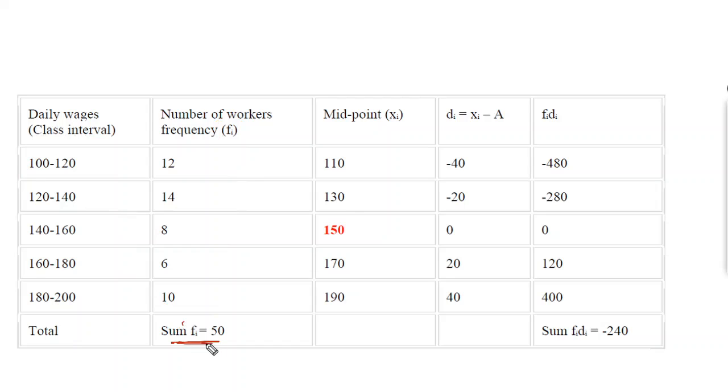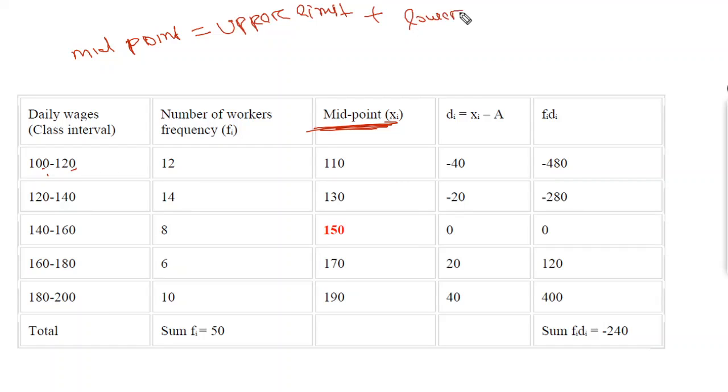So we are trying to do it by the second method, that is the assumed mean method. Here we will find the midpoint. So you know that midpoint, please write it, midpoint equal to upper limit plus lower limit divided by 2.